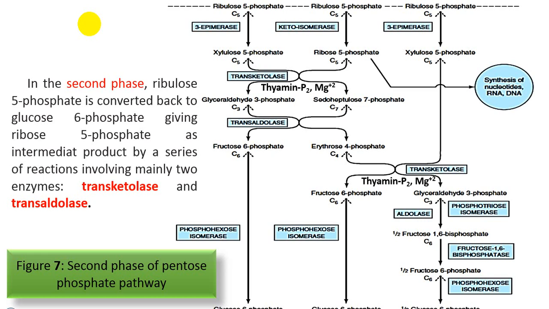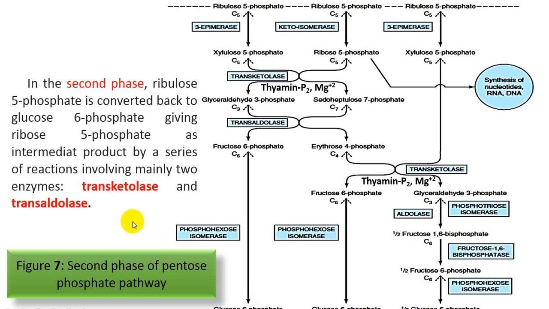Here, in the second phase, ribulose 5-phosphate is converted back to glucose 6-phosphate. The main enzymes used in this mechanism are transketolase and transaldolase. Let us see some steps here.